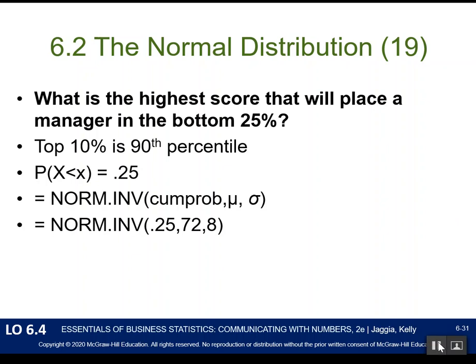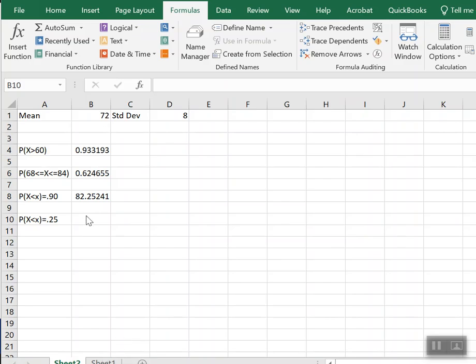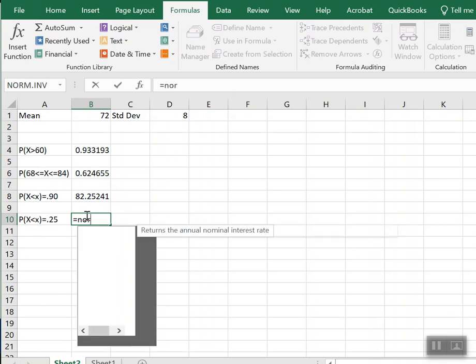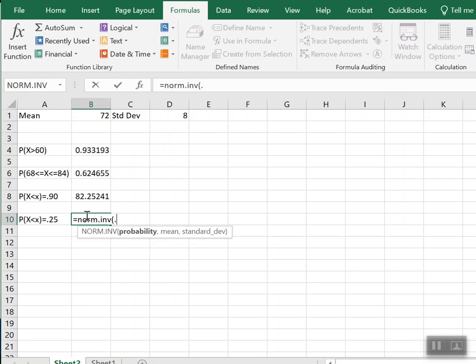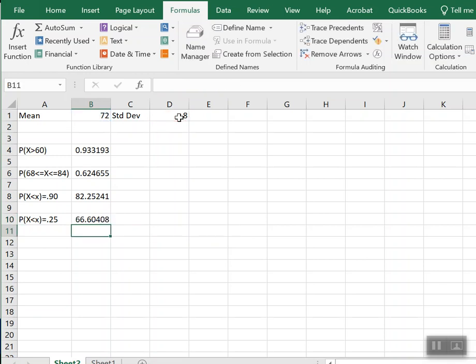So let's jump back over to Excel. So here I'm going to type in my formula this time. So remember, it's norm.inv. And so my cumulative probability in this case is 0.25. My mean is 72. Again, I'm going to use my cell reference just because I want to. And my standard deviation is 8. And so a score of 66.6 is the bottom 25%. Okay, so if you score 66 on this aptitude test, that's in the 25th percentile.